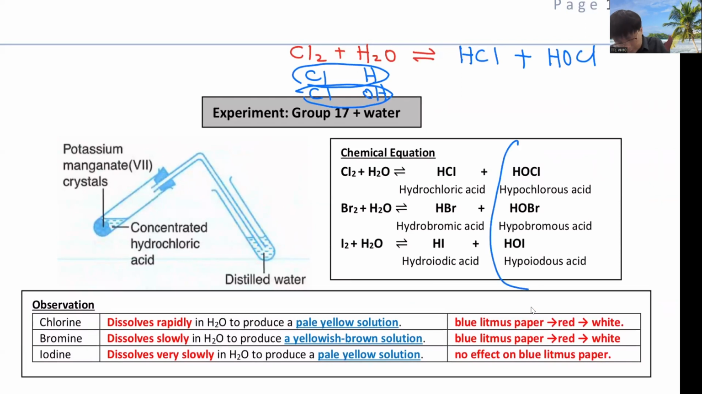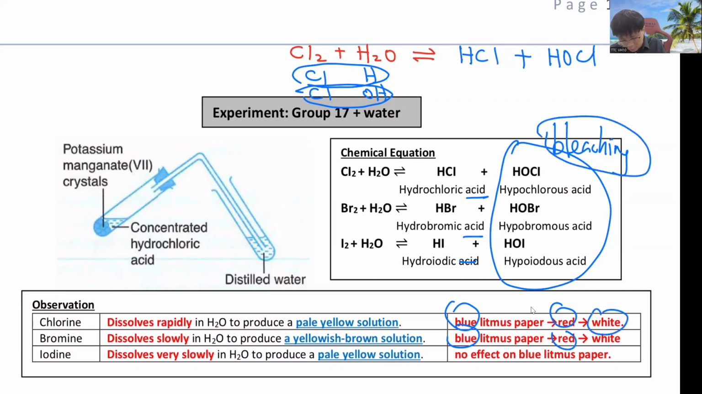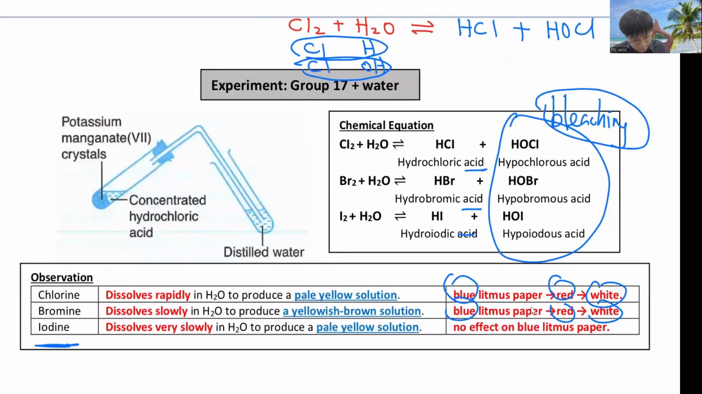HOCl is a bleaching agent, meaning it bleaches everything to white. It is also an acid, so the blue litmus paper will turn red, and because of the bleaching agent, it will turn white. But the last one you must remember: iodine does not react much because iodine dissolves very little in water. Sometimes there is no effect on blue litmus paper, sometimes the blue turns red, but it cannot turn white because there is not enough bleaching agent to bleach it.